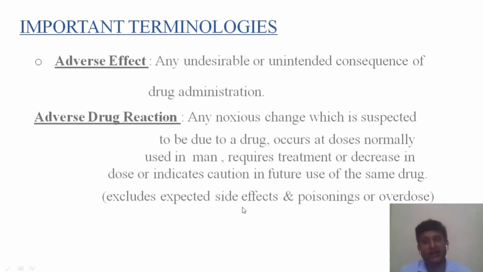Now the exclusion is expected side effects, which are already written in the literature, on the monograph, and in the side effects list. This is mainly the operational definition for pharmacovigilance, where we are excluding side effects and poisonings. Otherwise, in adverse effects, everything is included.